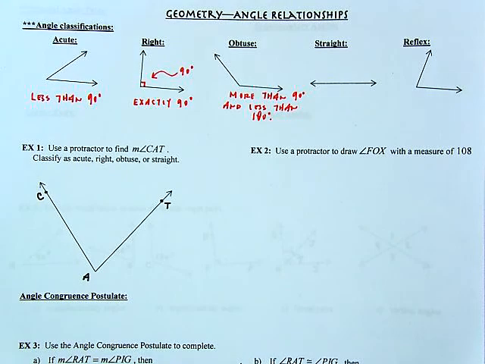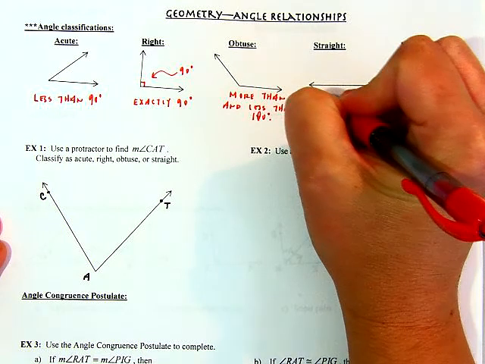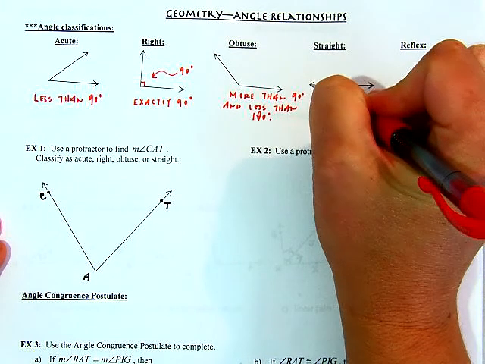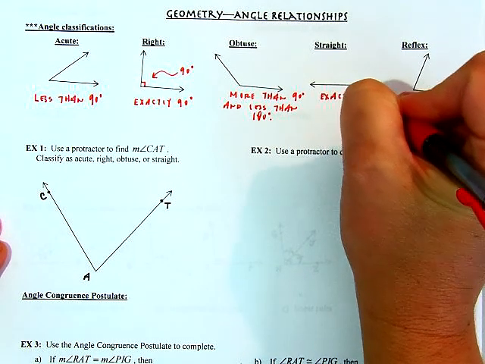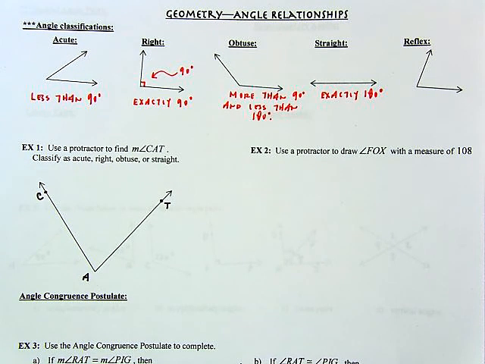A straight angle is really just like a straight line. It is exactly 180 degrees. Okay, and then a reflex angle, I just wanted to point this out to you. We're not doing that much with it.